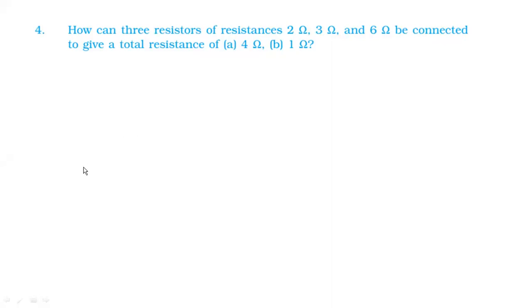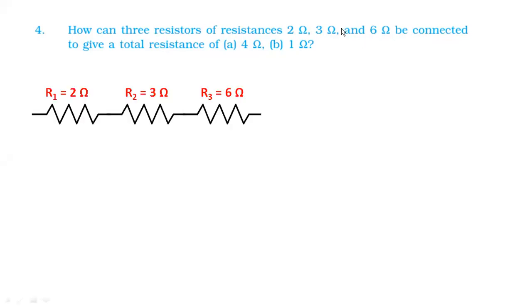What we'll do, we'll take these kind of questions are to be solved by trial and error method. ठीक है? So first we will connect them in series. Let us do that. So what I have done is, I have taken 2, 3 and 6 and I have connected them in series. Now let me take the total resistance of this circuit.